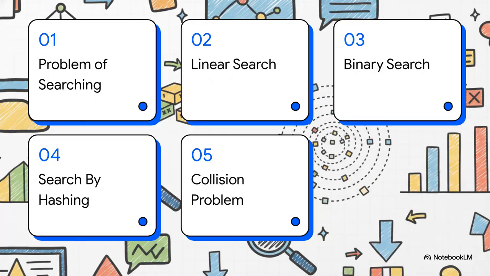It takes computers from being these magical, mysterious black boxes to logical, totally understandable machines. To get there, we'll be tracing the evolution of computational efficiency. Here's our quick agenda. We'll start with the problem of searching, then look at linear search, binary search, hashing, and finally, collisions. Let's get into it.